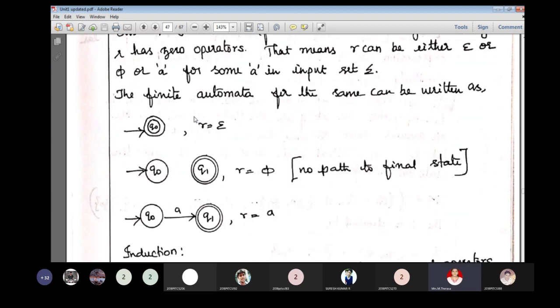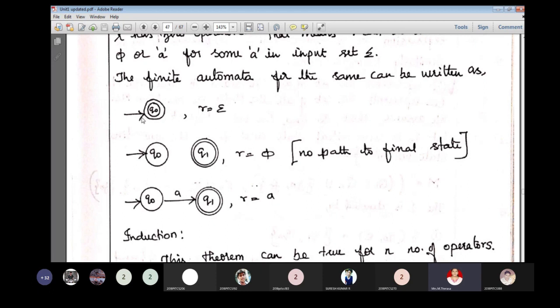The finite automaton for the same can be written like this. See here, the initial state is q0 and the final state is also q0, and there are no transitions. So the initial state itself is the final state. This is the finite automaton which can represent the string epsilon, because you are in state q0 and without reading anything you are in the final state. So what string is accepted? The empty string is accepted, and the empty string is nothing but epsilon.